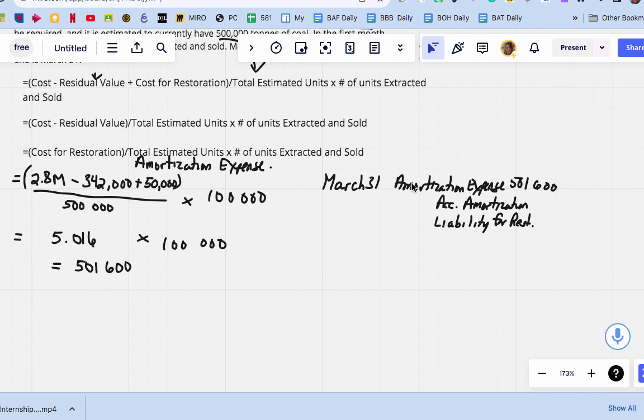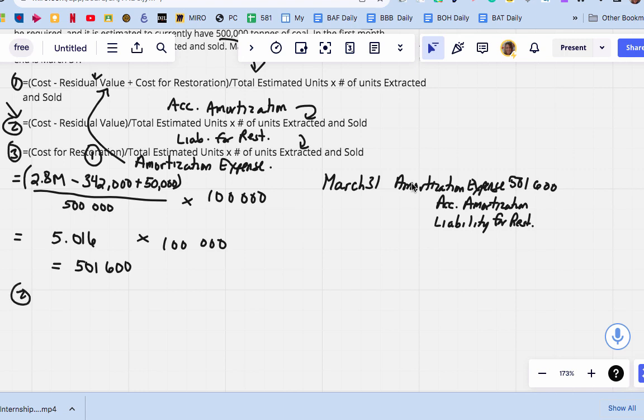So this formula is for our accumulated amortization. This was our amortization expense formula. And this is our formula for liability for restoration. So we have our first part. Now, I'm going to take this formula here, cost minus residual value, this one here, and I'm going to do it now. So we've done our first step here, which was this one. Now we're going to do our second, and that'll be our third. So this is how we're going to do it.